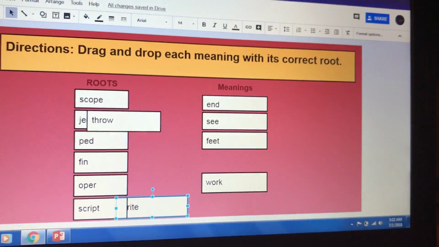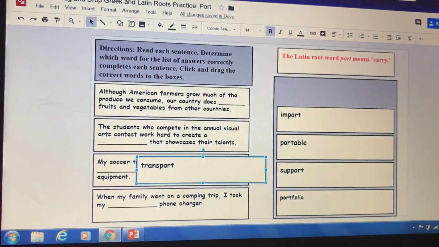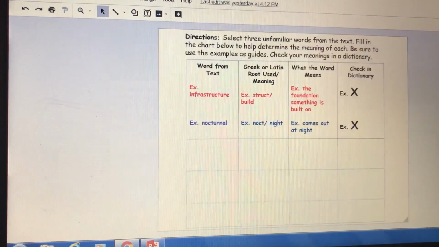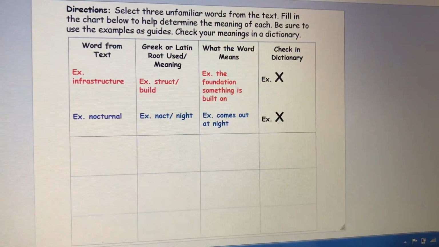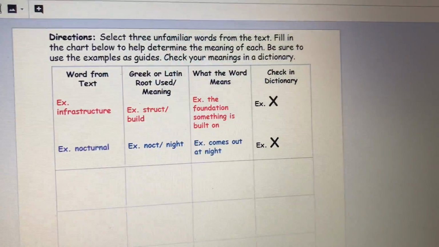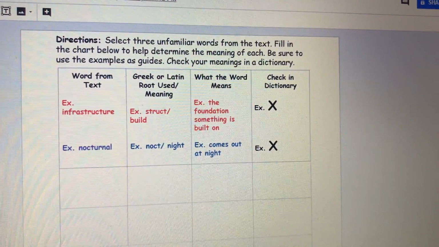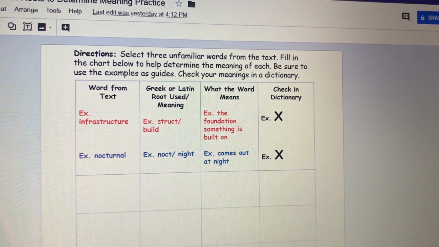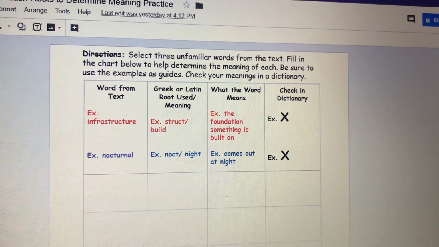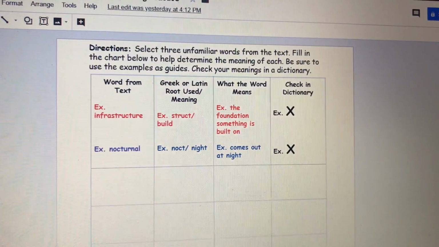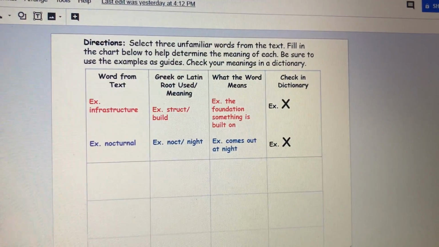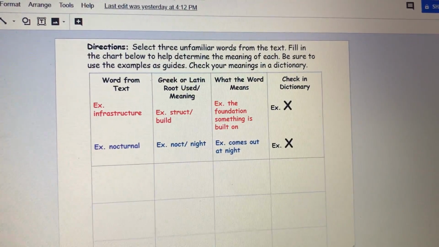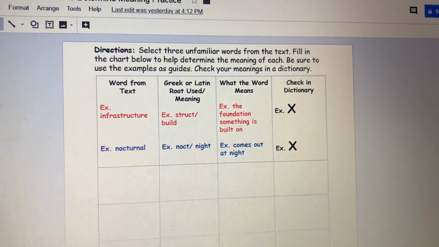So we've looked at identification and now analyzation. I also created an assignment that requires students to apply what they have learned thus far concerning Greek and Latin roots and breaking down words to determine meaning. This assignment should be paired with a reading passage, and this selection may be one that's been assigned by the teacher, or it may be one that students have chosen for themselves.